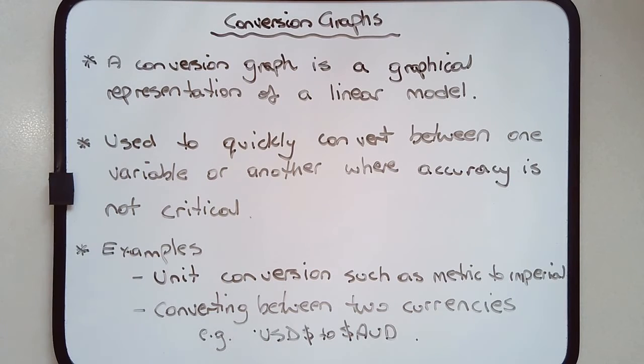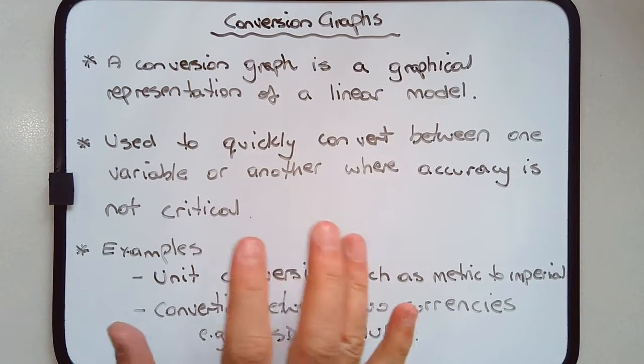A conversion graph is a graphical representation of a linear model. Okay, so we've seen linear models in the past expressed in the form y equals mx plus c, or if it's a direct linear variation model, y equals kx. What are they used for? It's used for quick conversion.